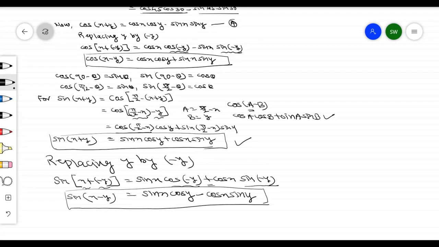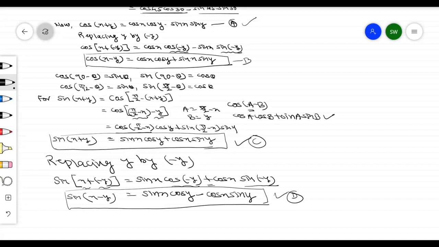So in this way, we have derived these four formulas. First is cos(x plus y), second is cos(x minus y), third is sin(x plus y), and fourth is sin(x minus y). So you have to remember all these formulas.